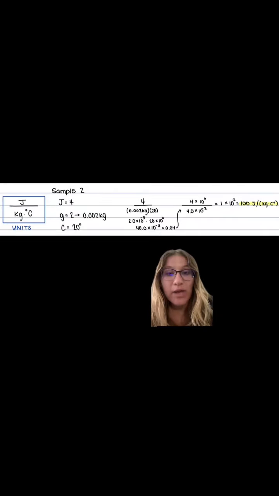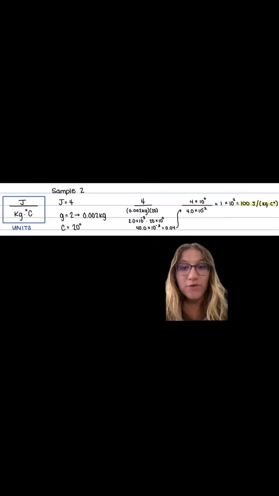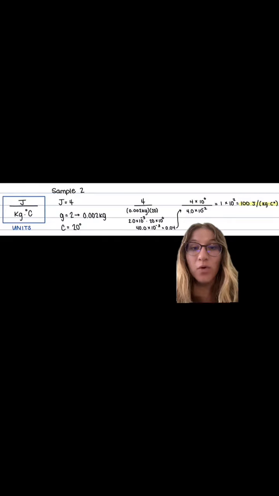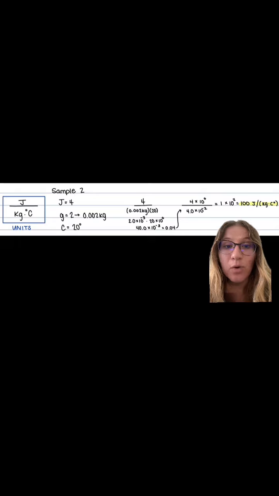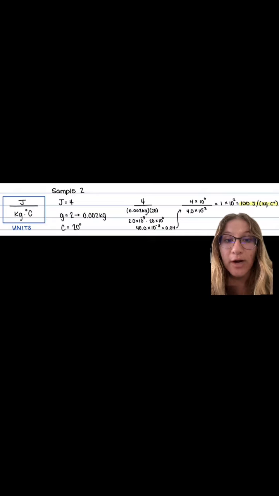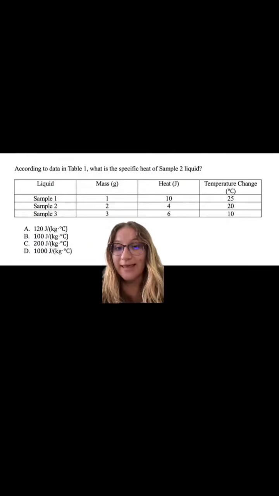And so now all we have to do is do the 4 divided by the 0.04, and I put that into scientific notation. And when we have scientific notation and we are dividing, we subtract the top exponent from the bottom exponent. And of course, 4 divided by 4 is going to be 1. And then we have 0 minus negative 2, which is going to be 2. And so then this is going to equal 100 joules over kilograms times Celsius. And we see that value listed in B, which is going to be the correct answer.